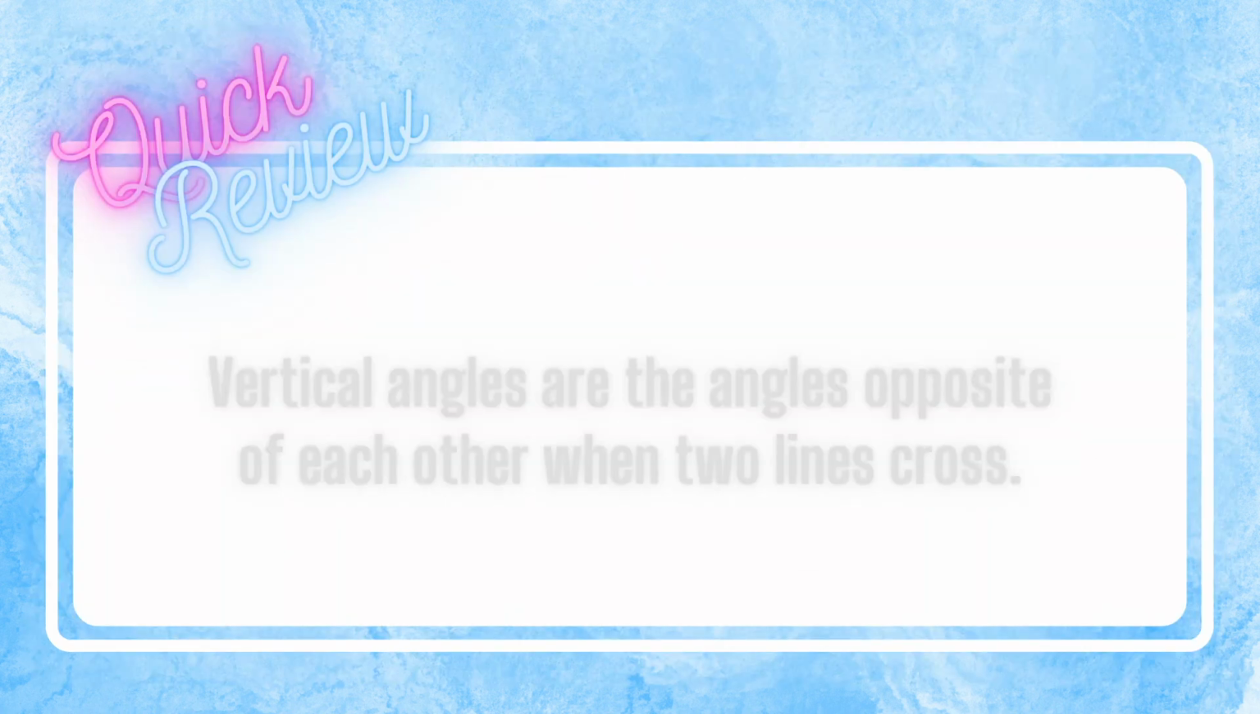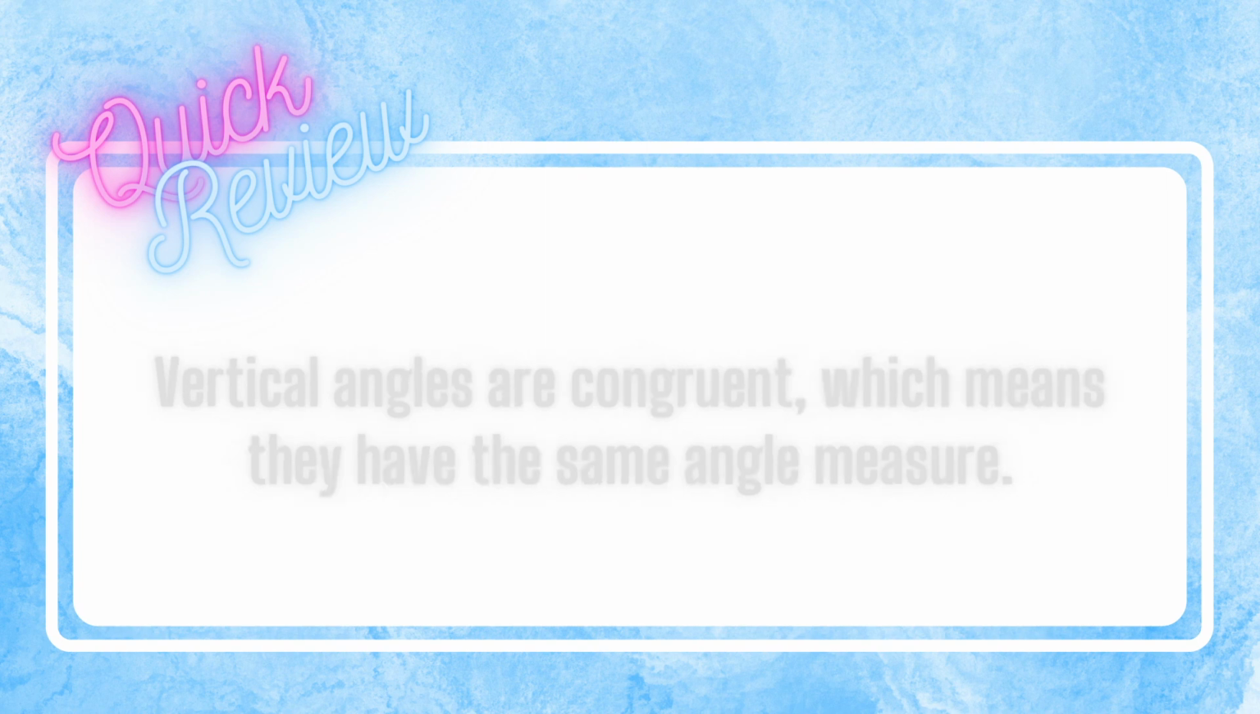Just as a review, vertical angles are the angles opposite of each other when two lines cross. So they are the angles right across from each other. And vertical angles are congruent, which means they have the same angle measure. Their angle measures are equal to each other.